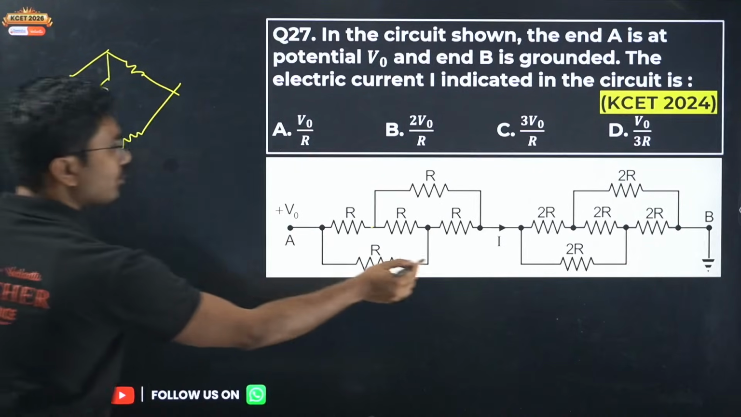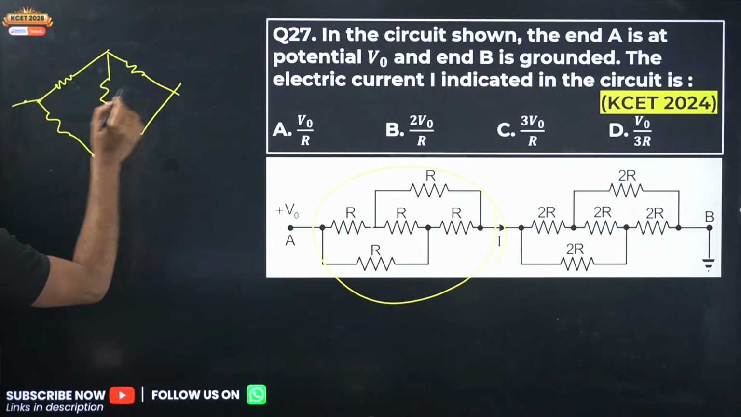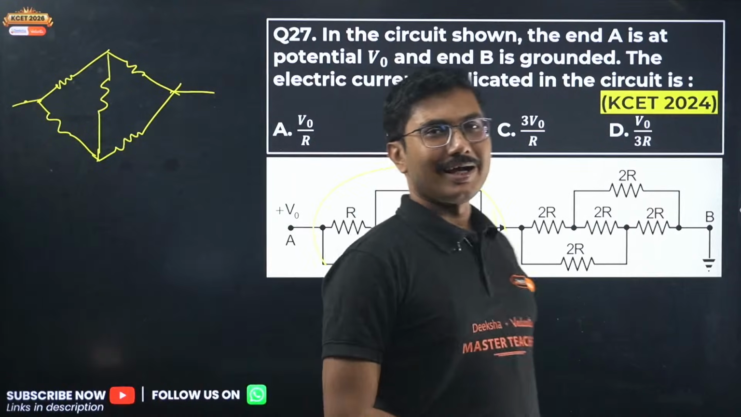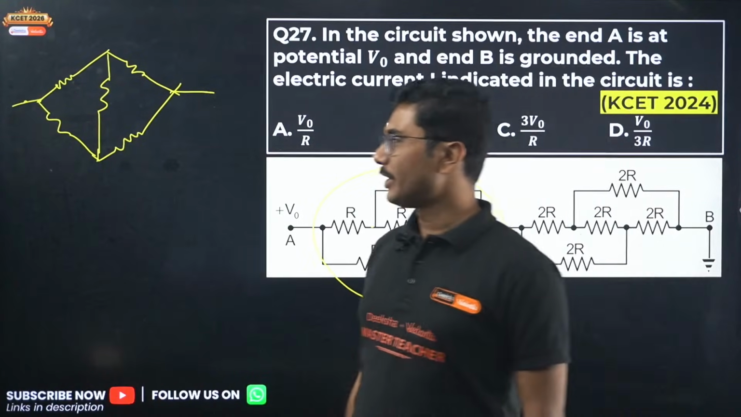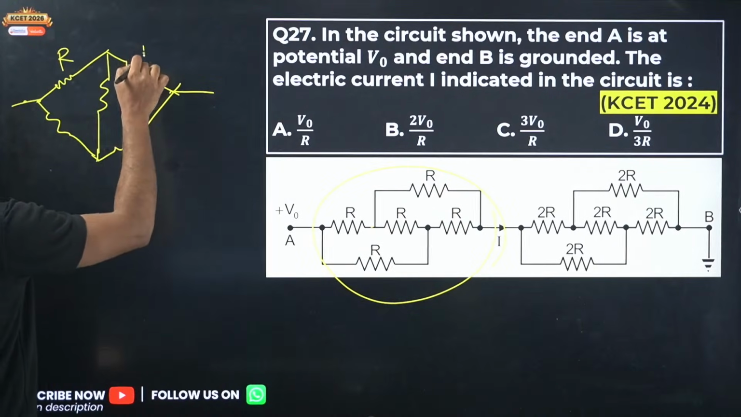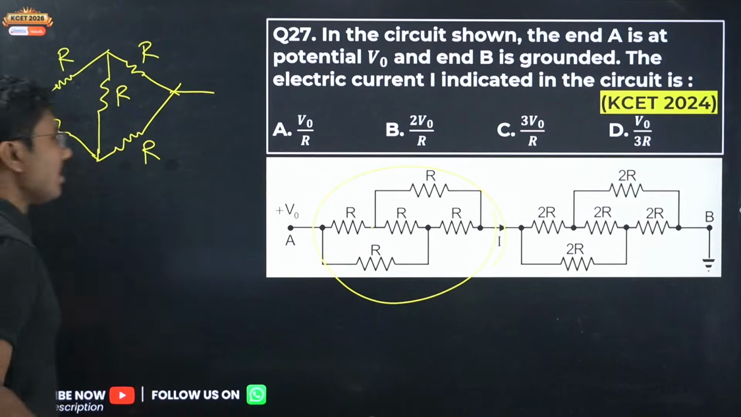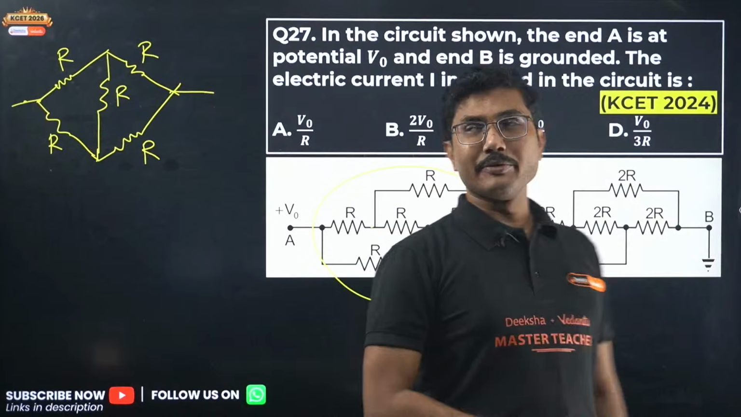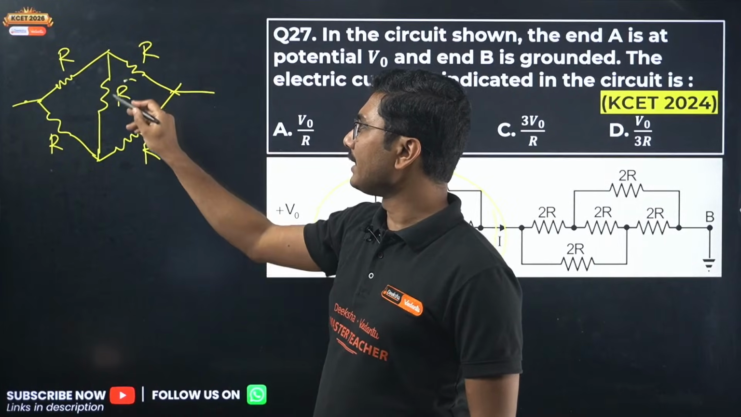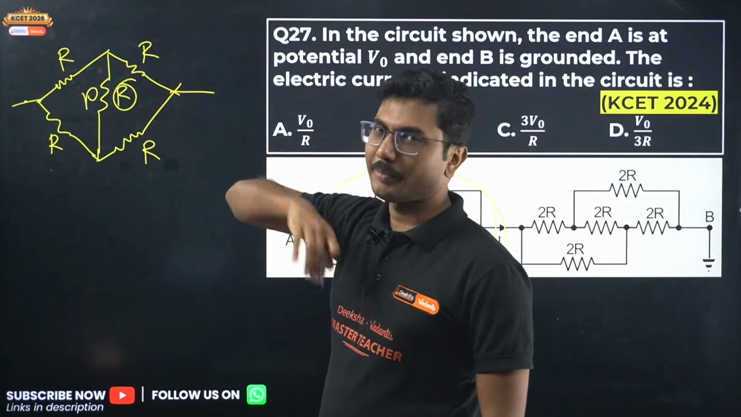Okay, this portion of the circuit is nothing but this. And what is this? This is a simple Wheatstone bridge. Each of them has resistance R. Now this is a particularly easy question. Next time maybe you will not see all of them as R. Maybe some of them they might give as small r. Don't worry, this resistance does not matter.